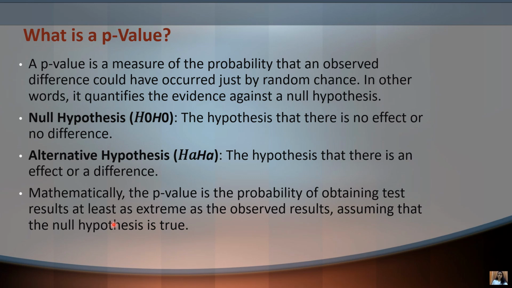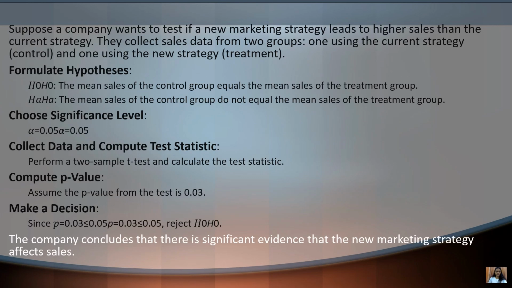Let us take the example of flipping a coin. We will get either heads or tails. This is how the p-value works. It depends upon the hypothesis, that is, the assumption. So here I am taking an example to explain the p-value.